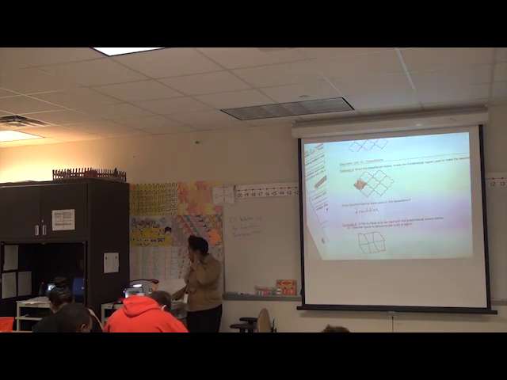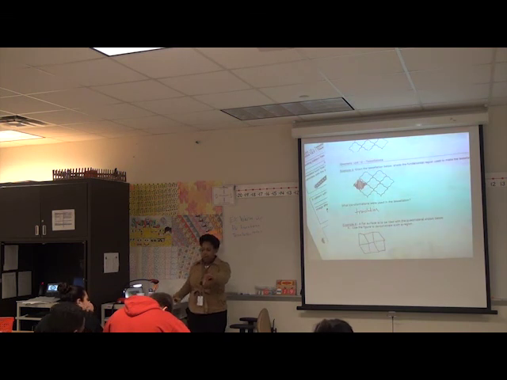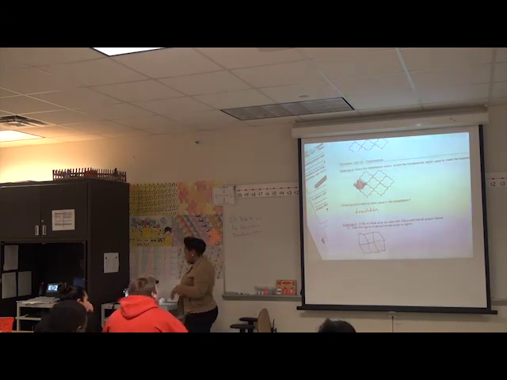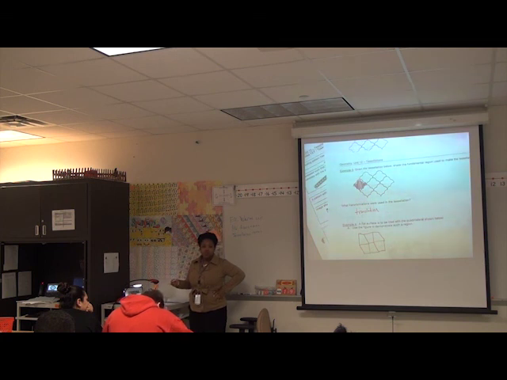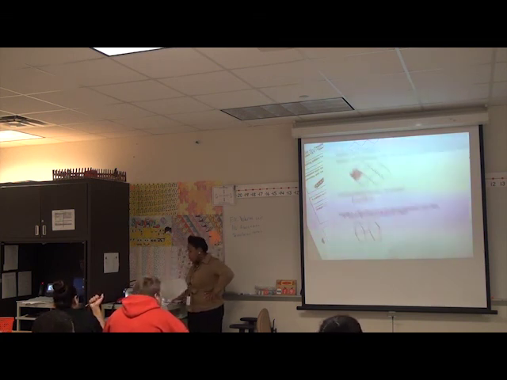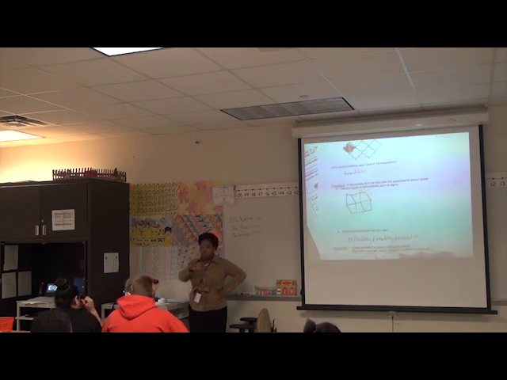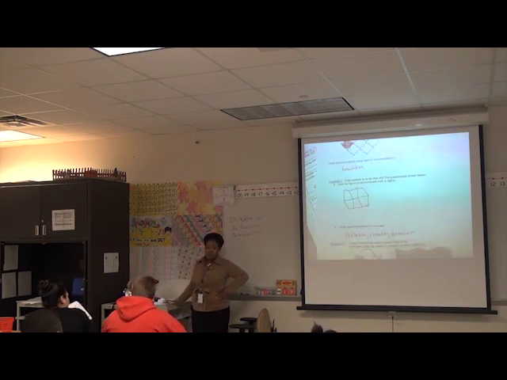But the next question says, what transformations did you use? So in order to get your shape, however you tessellated, because it could have looked different. There was more than one way to tessellate this picture. What could you have done? You could have reflected it. What else? Translation. Anything else? And a rotation. So it just depends on how you did yours. So I used all three.